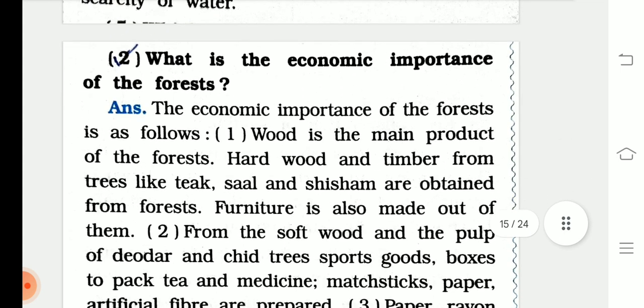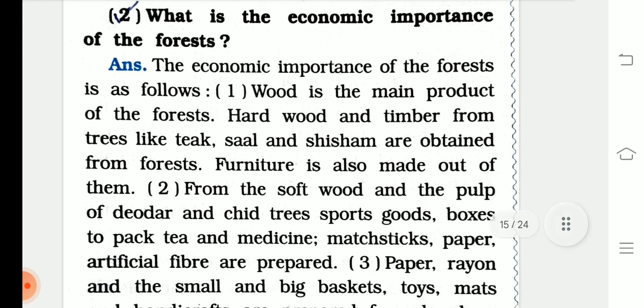Next question, second one: what is the economic importance of the forest? The economic importance of the forest is as follows. It's point-wise. Wood is the main product of the forest. Hardwood and timber from trees like teak, sal and sisam are obtained from the forest. Furniture is also made out of them.